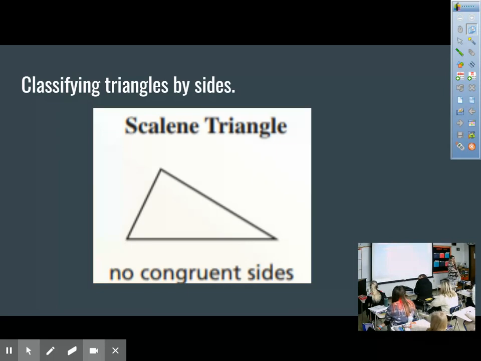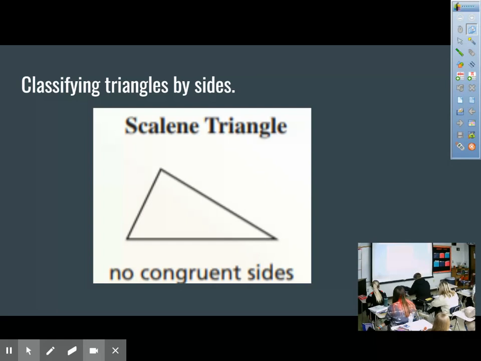If you see over there where it says teacher notes and it says classifying triangles by its sides, the first one is a scalene triangle. A scalene triangle has no congruent sides. So for scalene triangle, you're going to want to write no congruent sides. That means none of the sides are the same length. All 3 sides are a different length.